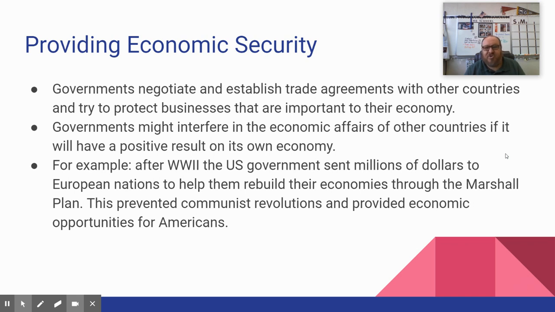So after World War II, the US spent millions of dollars with European nations, helping them rebuild their economies, their houses, their infrastructure through what was called the Marshall Plan. It prevented communist revolutions, giving us allies, and provided economic opportunities actually for Americans to go to Europe and work. So Americans who had fought during the war came home, didn't have a job. Now they had a job, they could go back to help serve the people that they had just fought to defend and protect, and help them rebuild their homes.